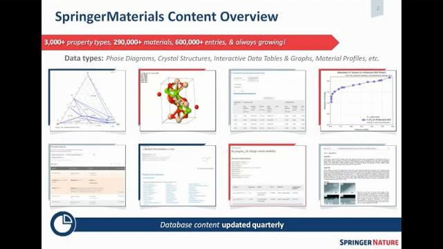The Springer Materials platform covers over 3,000 different types of properties for more than 290,000 different types of materials. Specific data types include alloy phase diagrams, crystal structures, interactive tables and plots, and material profiles. Springer Materials content and functionality is updated on a quarterly basis.